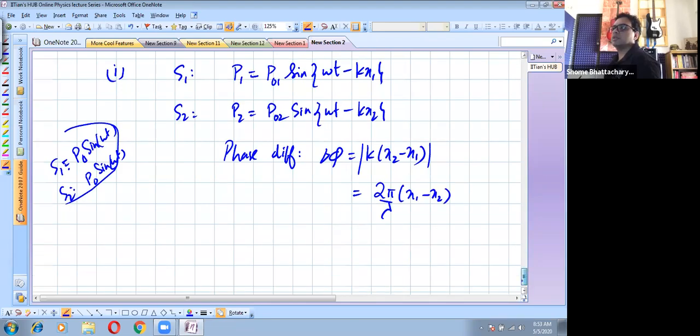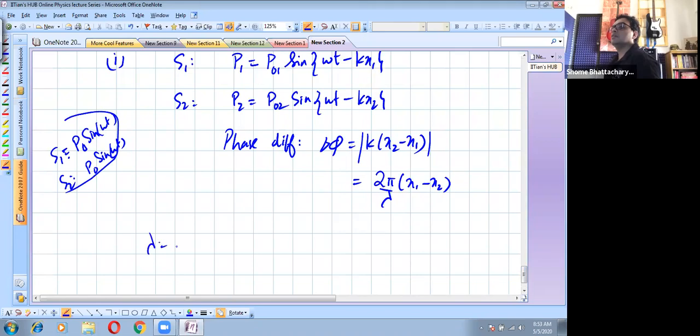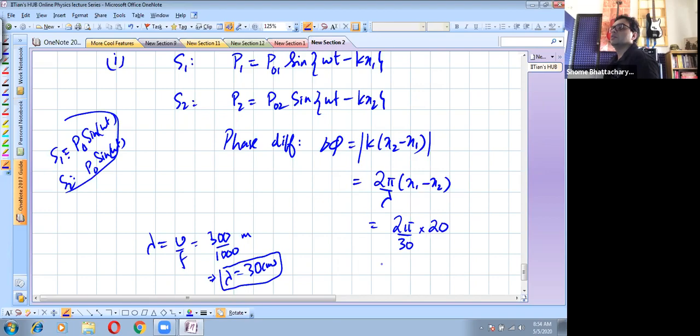Correct. Now lambda is equal to v upon frequency. The speed was 300 meters per second. The frequency was 1000 hertz. So lambda is equal to 0.3 meters, or 30 centimeters. And we saw that x1 minus x2 was 20 centimeters. So 4 pi by 3. That is my phase difference.